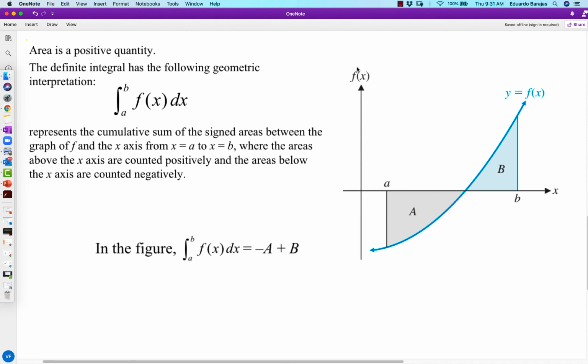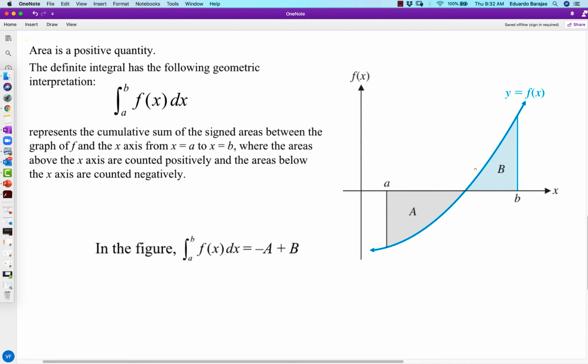The definite integral has the following geometric interpretation. So if we're looking at the integral from a to b of f of x dx, that represents the cumulative sum of signed areas between the graph of f and the x-axis from a to b, where the areas above the x-axis are counted positively and the areas below the x-axis are counted negatively. Okay, so it's a slightly different thing.